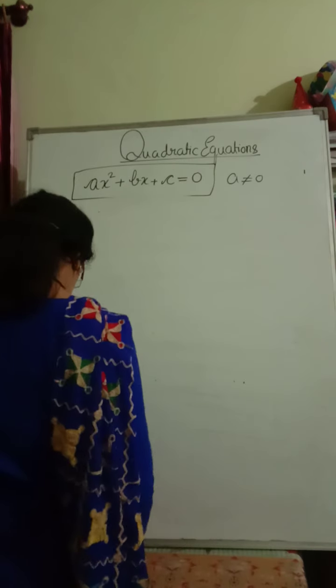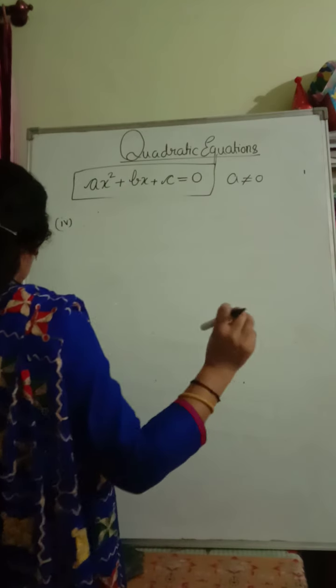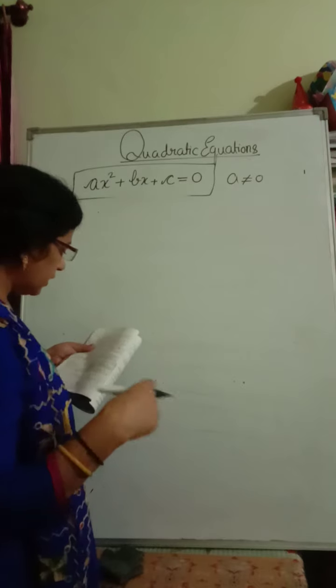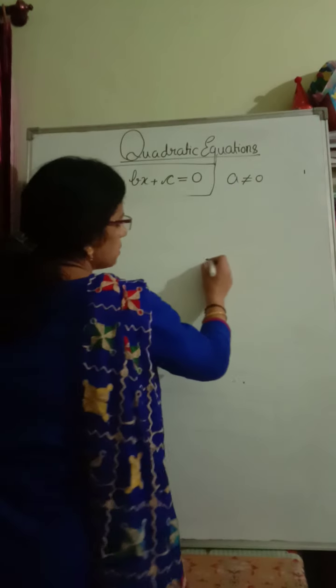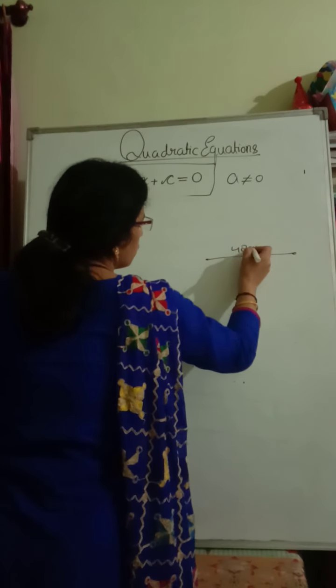Now the fourth part. Fourth part is: a train travels a distance of 480 kilometers. So here the train is traveling. This is 480 kilometers.